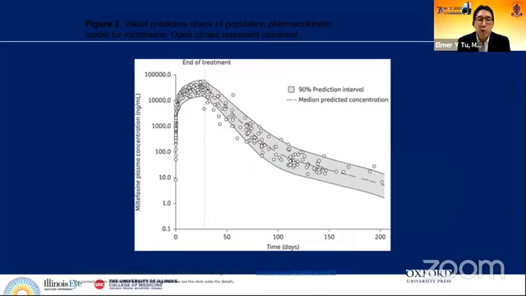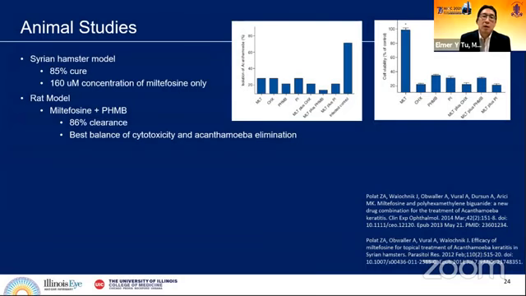This is a graph showing that miltefosine does have an extremely long half-life, and after a month of treatment, you can still find levels 5 months later, and this gives you an idea of the decay rate over time. They moved on to animal studies. These were well after the original description in 2006. They published in 2014 and 2012 in a Syrian hamster model. They were able to show the 160 micromolar concentration that was described earlier resulted in 85% cure, and that if you combine this with PHMB, it actually heightened the level of clearance of acanthamoeba.